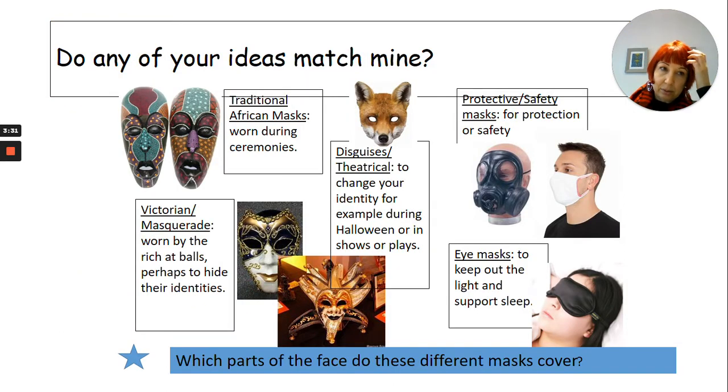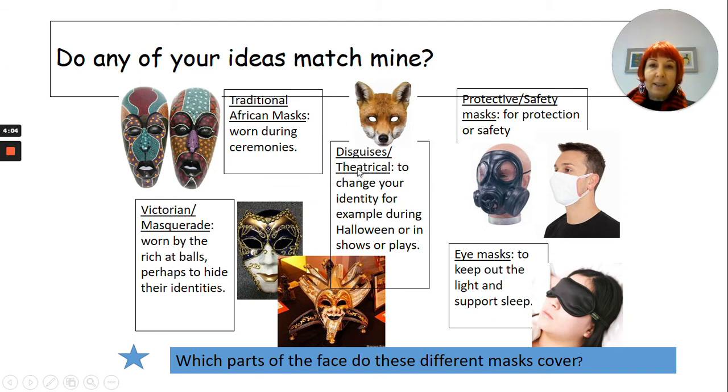Moving on. Do any of your ideas match my ideas? So I've gone and I've put some of my ideas down. Traditional African masks. There's a picture of some traditional African masks, perhaps worn during ceremonies, such as a burial ceremony. Some of my favourite masks, Victorian masquerade masks, worn by the very rich at balls, perhaps to hide their identity. And I really like them because of all the detail, because they're rather extravagant.